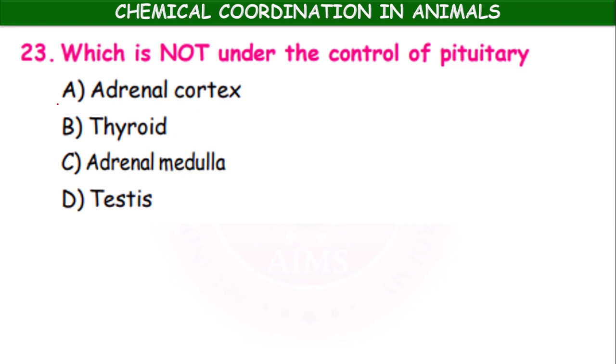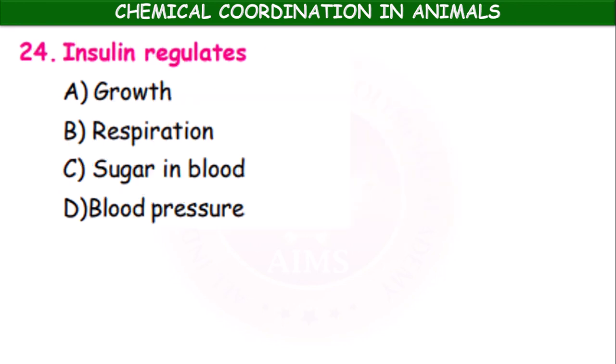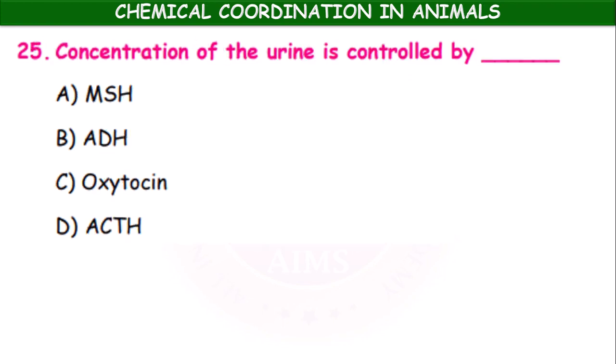Which is not under the control of pituitary: adrenal cortex, thyroid, adrenal medulla, testis. Adrenal medulla. Insulin regulates growth, respiration, sugar in blood, blood pressure. Sugar in blood. The concentration of the urine is controlled by MSH, ADH, oxytocin, ACTH. It is the ADH, antidiuretic hormone. If it is secreted in sufficient amounts, the urine concentration is normal. But if it is not produced, then the urine will be diluted with more water.